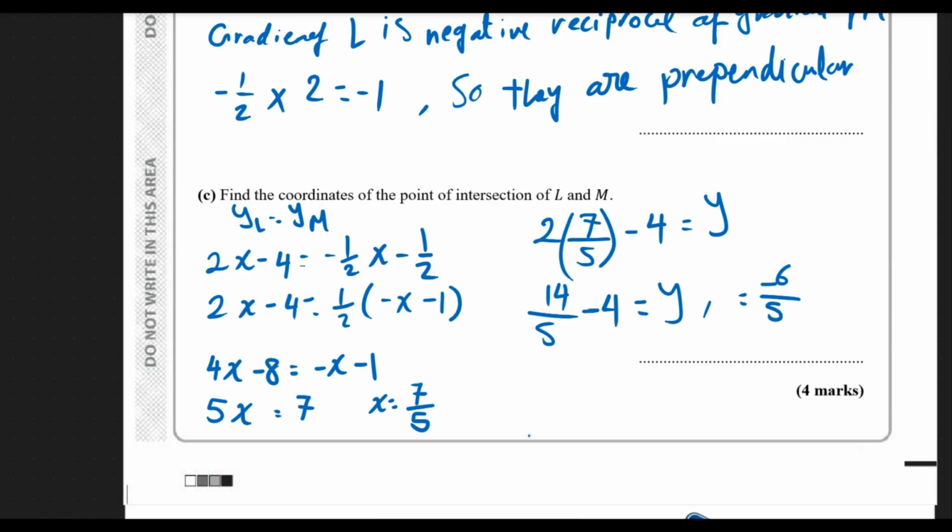So we have the two coordinates now. We have the value of x, 7 over 5, and the value of y, minus 6 over 5. So we can write our answer as (7/5, minus 6/5). And this is your final answer.